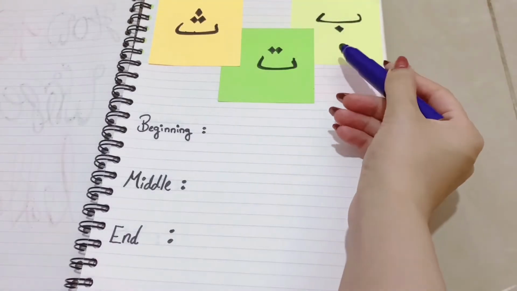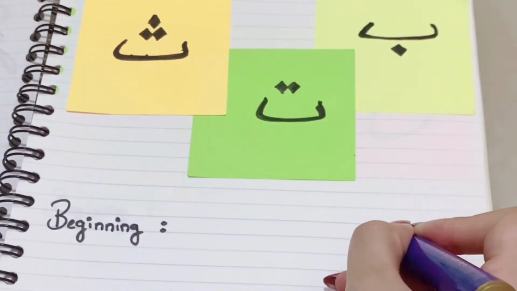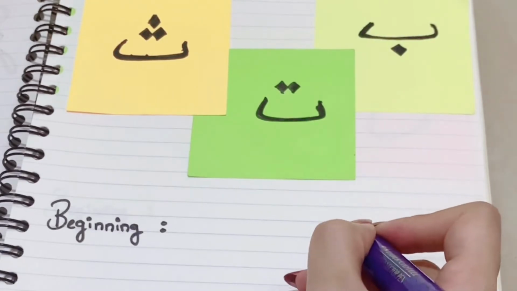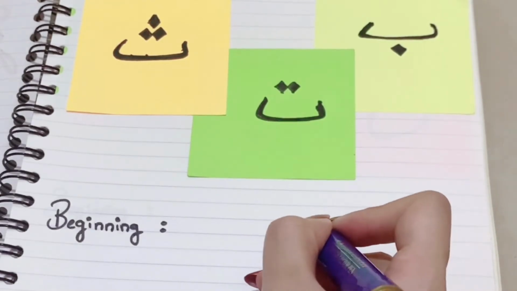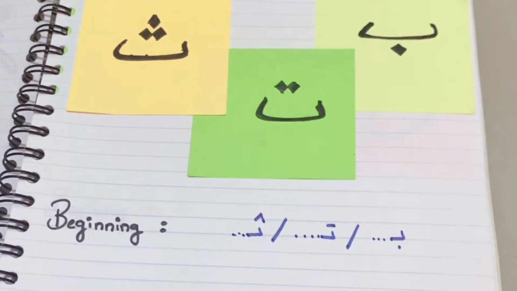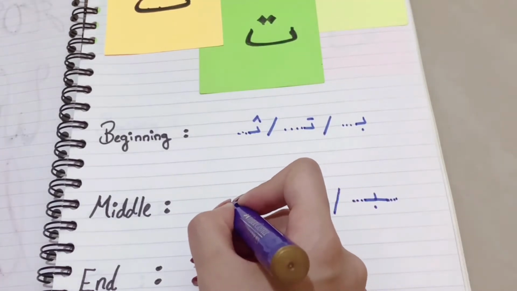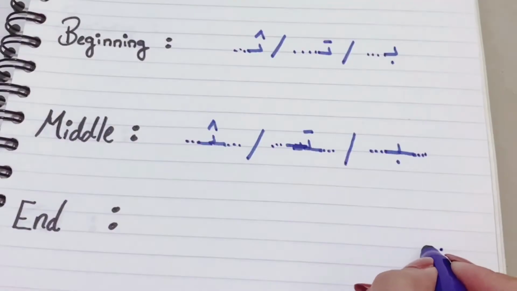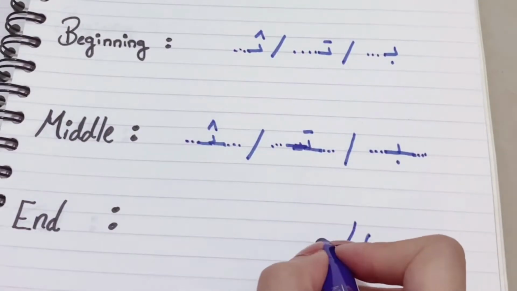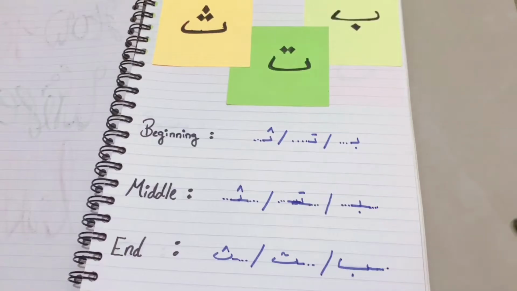But for now, let's start with the letters Ba, Ta, and Tha. In the beginning of the word, they look exactly the same, and it's the dots that differ them, and they always attach to what's on their right side. In the middle of the word, they look like this, connected from both sides. And if they appear at the end of the word, they look exactly the way you write them as an isolated letter, it's just that you connect on the left side.